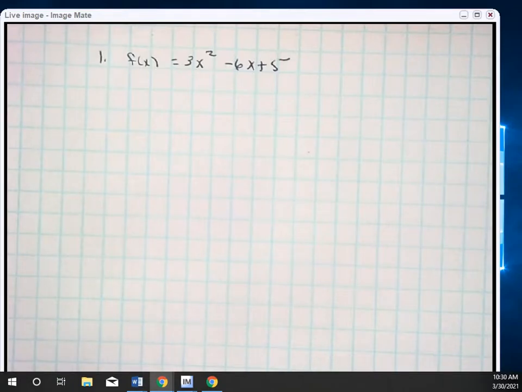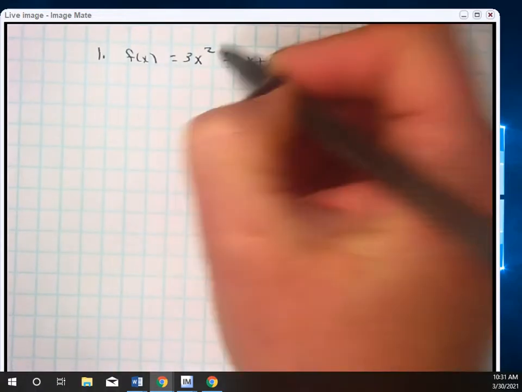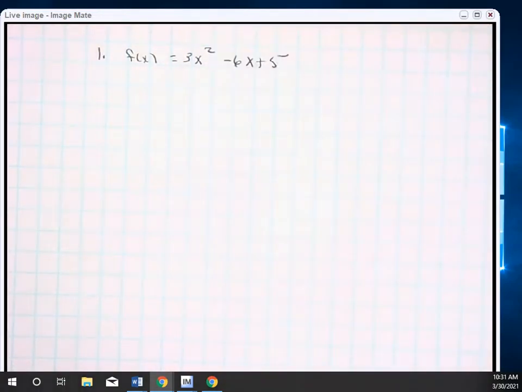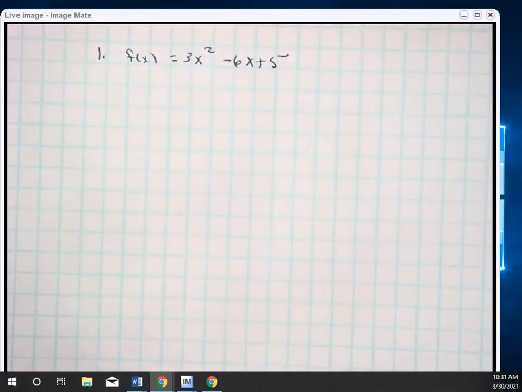Now, what does the 3 then do to your graph? From a parent function x squared, does it make it wider or more narrow? More narrow, it stretches it. That's a vertical stretch. Okay, so on the parabolas, we know it's going to be a parabola because it's a quadratic function, so we know when we graph it, it's going to be a parabola.